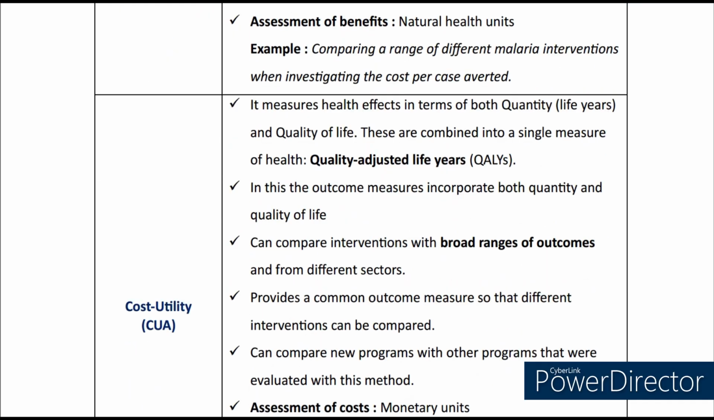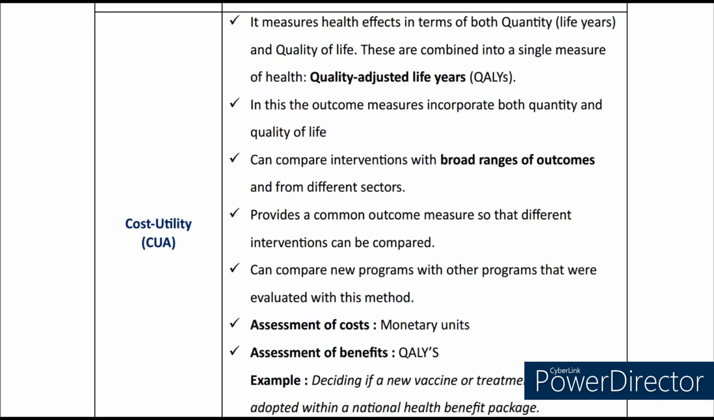Now coming to cost utility analysis, it measures health effects in terms of both quantity and quality of life. So these are combined into a single measure of health, that is nothing but the quality adjusted life years. So in this, the outcome measure incorporates both quantity and the quality of life. It also compares interventions with broad ranges of outcome and from different sectors. It also provides a common outcome measure so that different interventions can be compared. It also compares new programs with other programs that were evaluated with the same method.